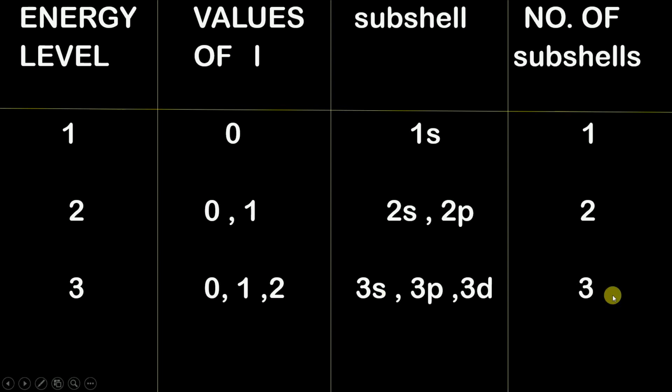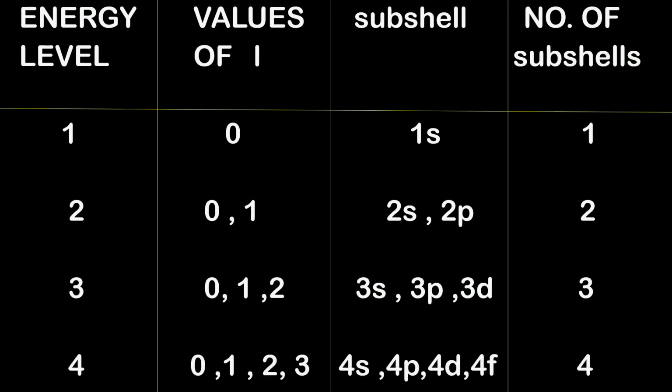Moving ahead to the fourth energy level. In the fourth energy level, the possible values of L will be, of course, from 0 to 4 minus 1, that is from 0 to 3. So the values of L will be 0, 1, 2 and 3. Now, as we all know that 0 corresponds to the S subshell, 1 to the P subshell, 2 corresponds to the D subshell, and here a new subshell is added, that 3 corresponds to the F subshell.